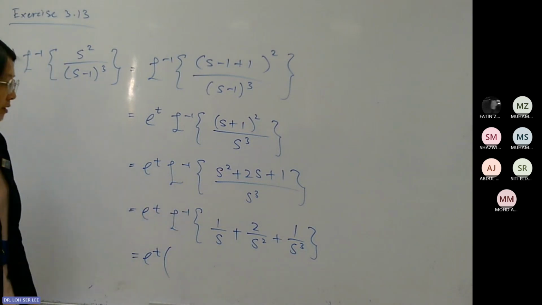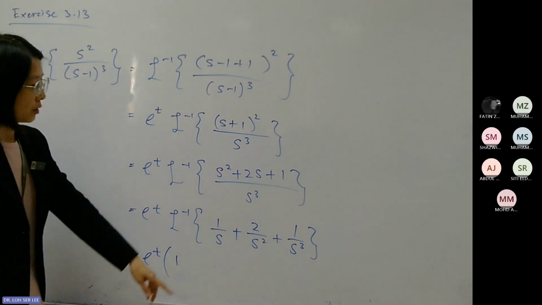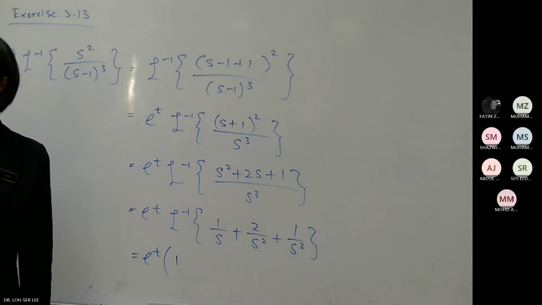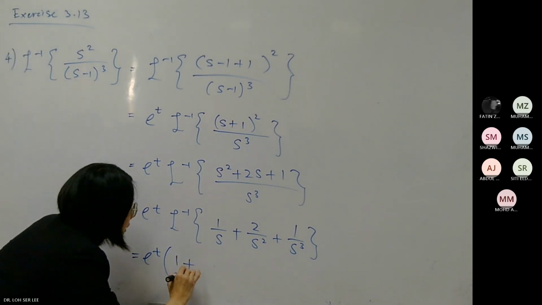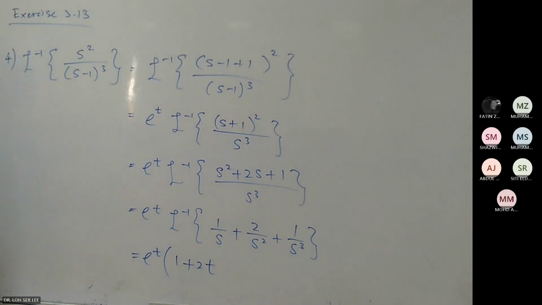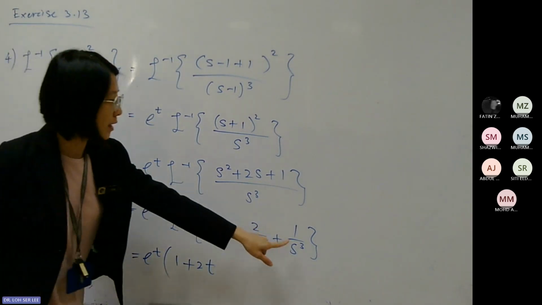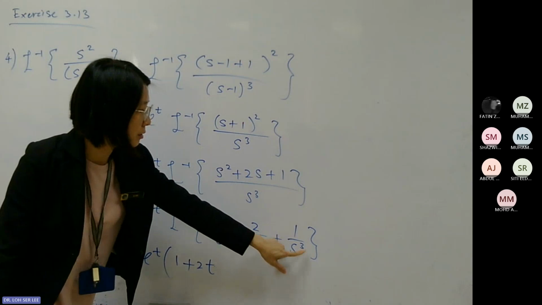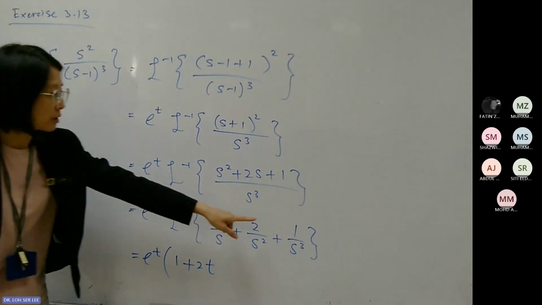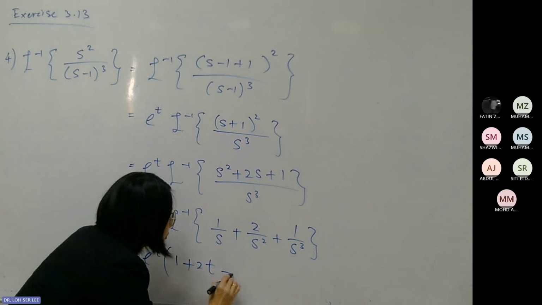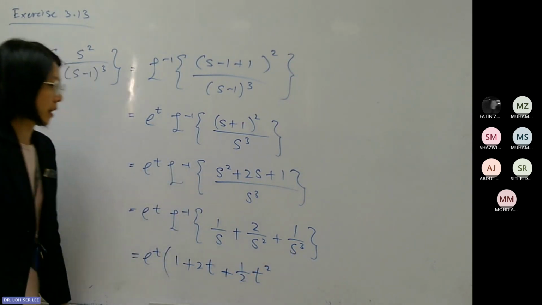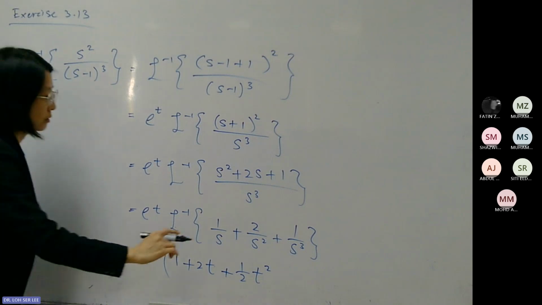Okay, 1 over s is 1. 2 over s squared is 2t. 1 over s cubed, okay, this one n is 2. We need a 2 factorial. 2 factorial is 2. So we need the 2 here, meaning that we divide the 2 outside. So this is t squared. Okay, n is 2. t squared.